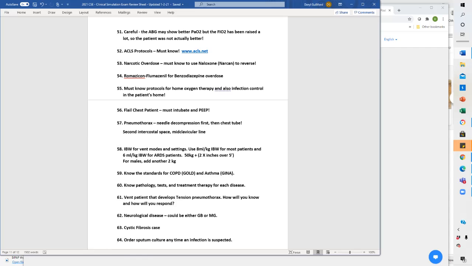Cystic fibrosis, be sure to add DNase, which is pancreatic dornase, also known as DNase.